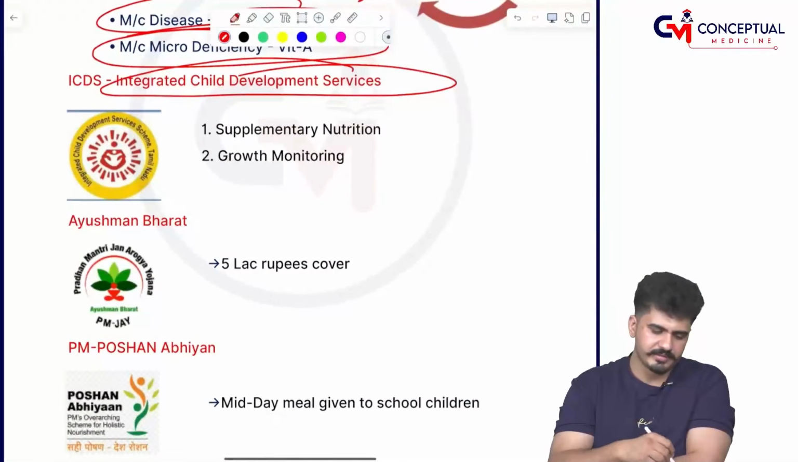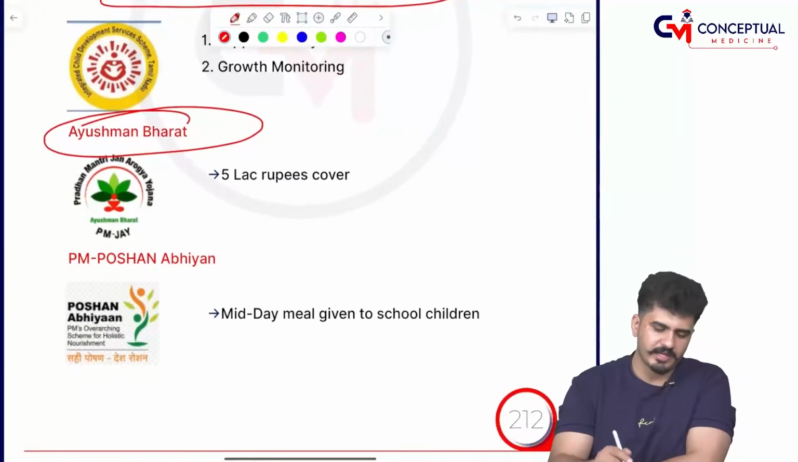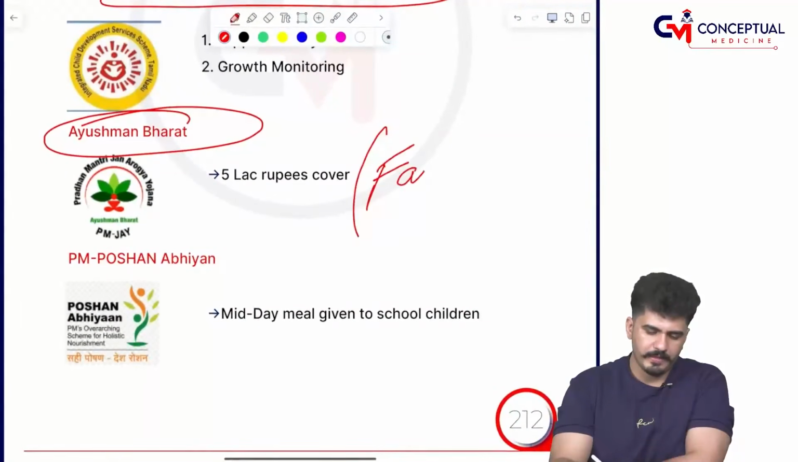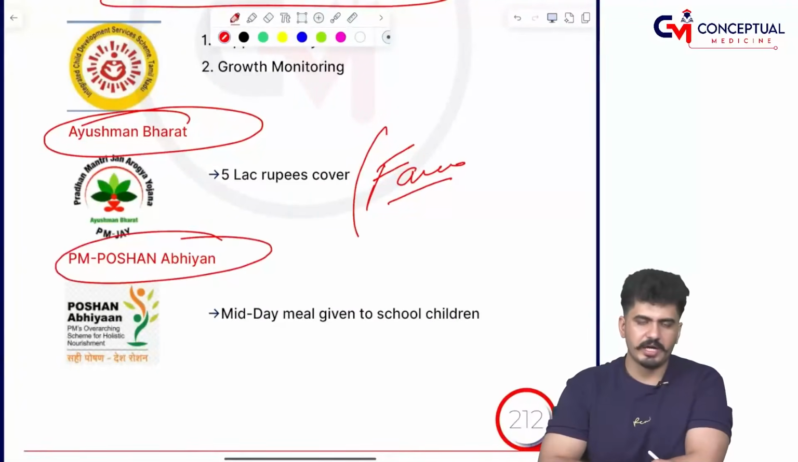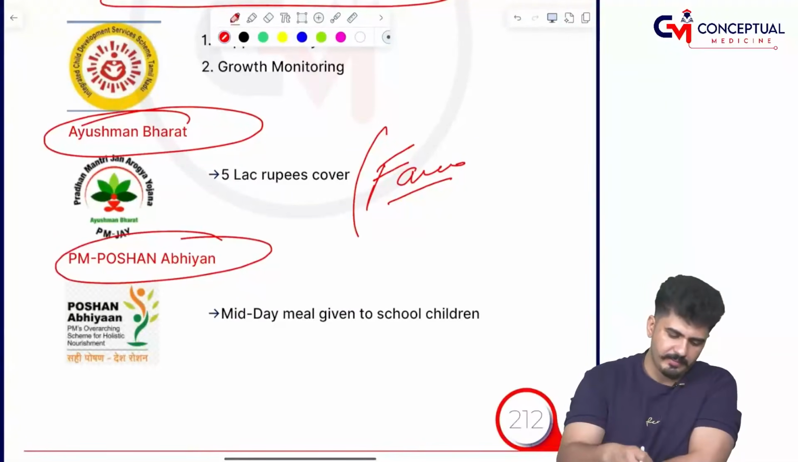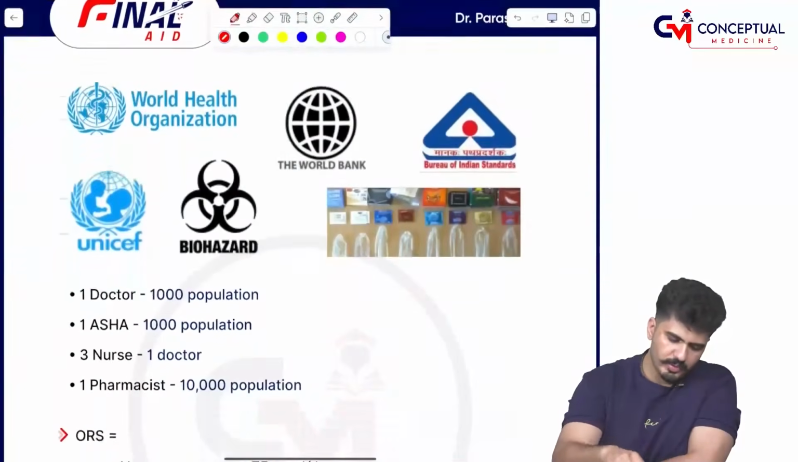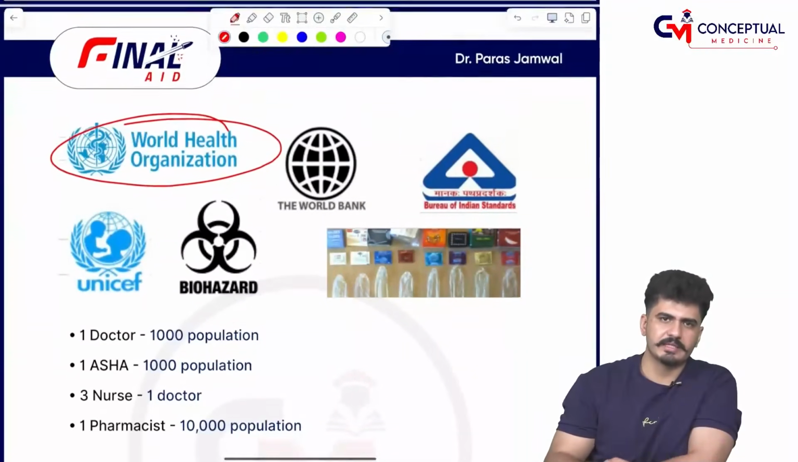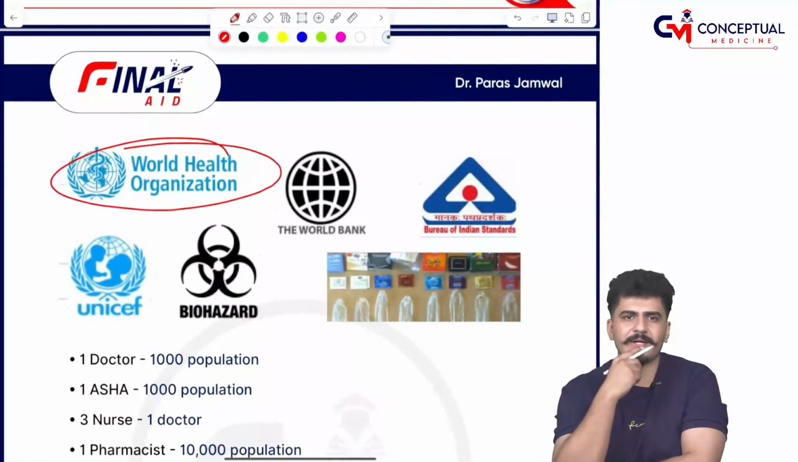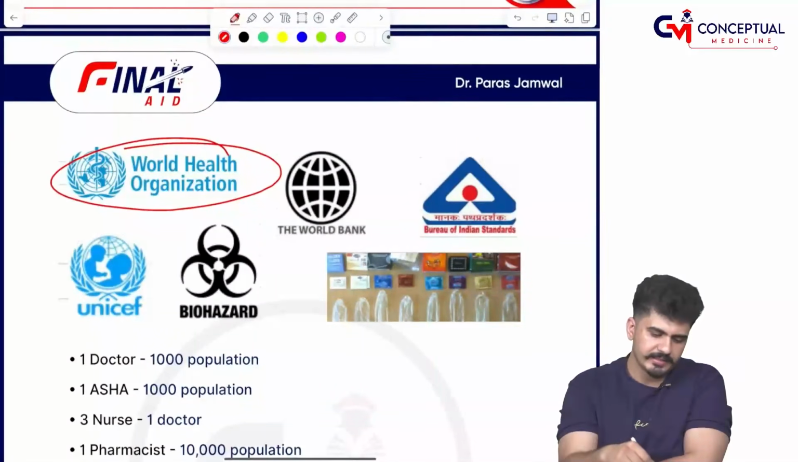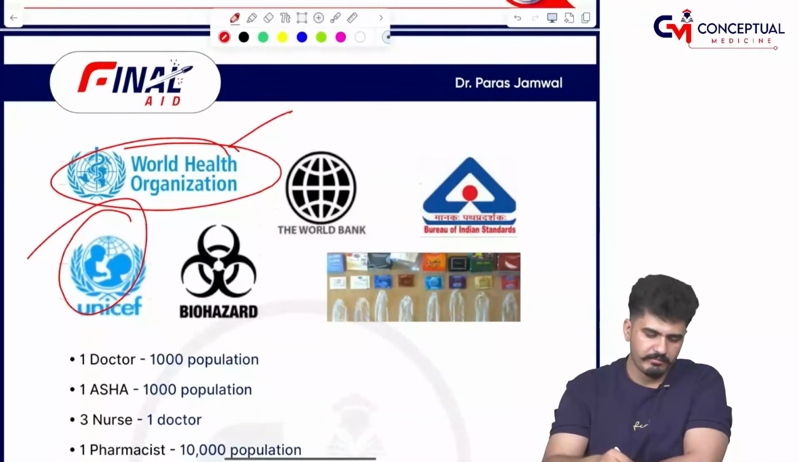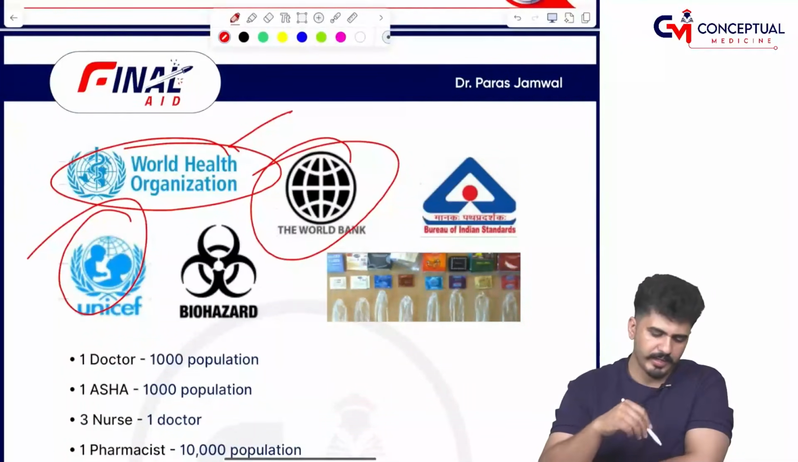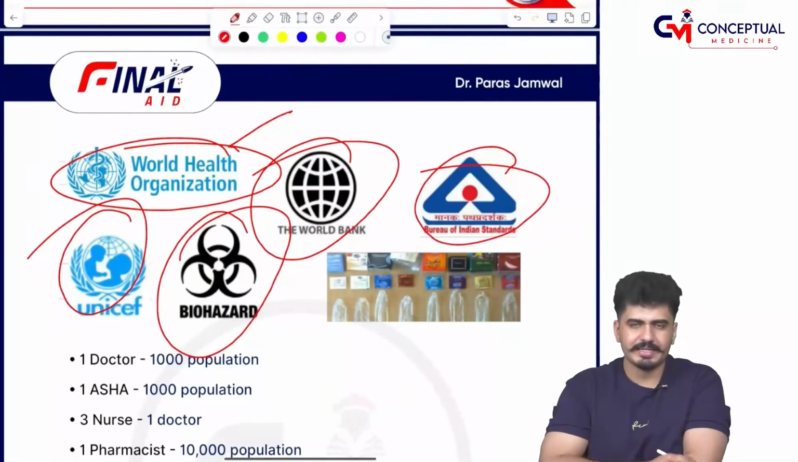Now these are some logos you have to remember. Integrated Child Development Services. Ayushman Bharat, where 5 lakh cover is given per family. One family is given 5 lakh rupees health insurance. PM Poshan Yojana, this has replaced the midday meal scheme. Other important things are WHO. Where is the WHO headquarter, sir? Can you tell me? It is in Geneva, Switzerland. UNICEF's is in New York City. The World Bank's is in Washington. Biohazard logo, this is the Bureau of Indian Standards logo, once asked in the August 2020 exam.